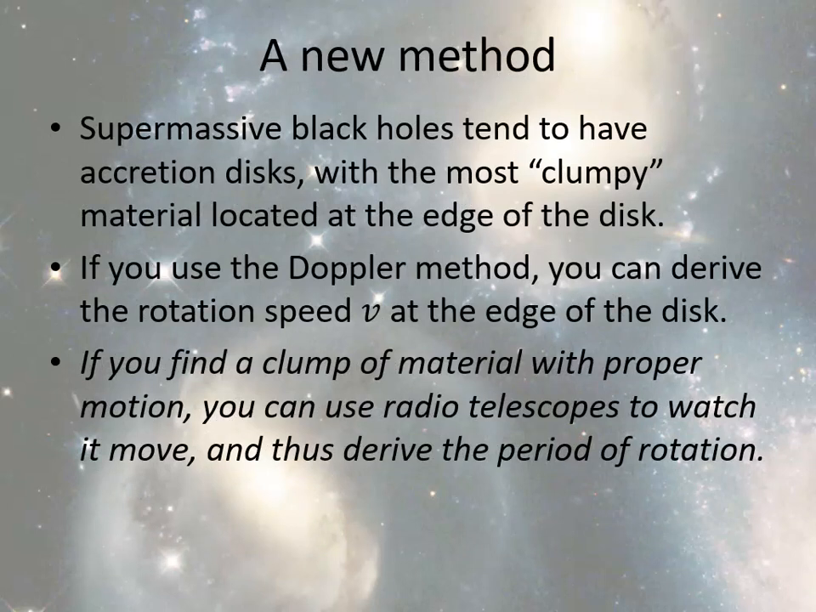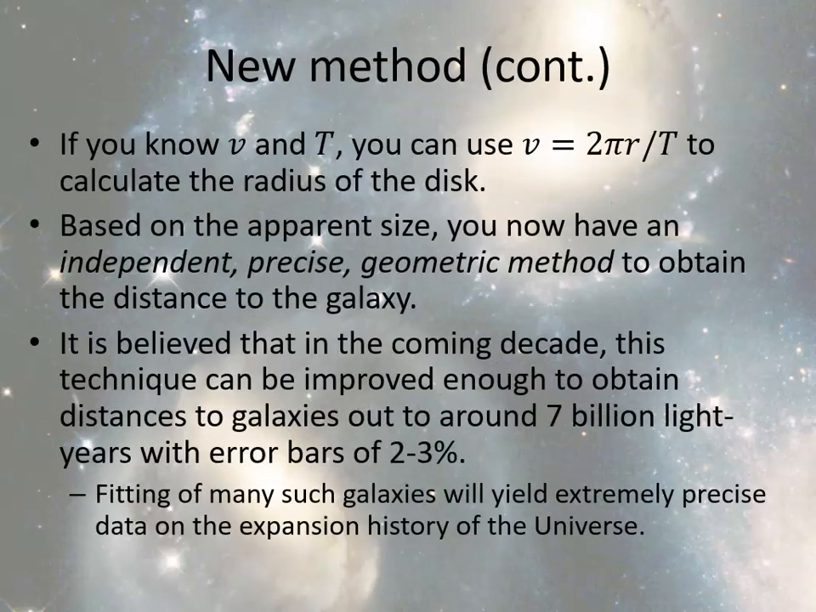There's also a new method that allows us to get distances to galaxies to very high precision because it is a direct geometric method. You're using something like parallax to directly determine the distance to a galaxy. Here's how it works. If you have a black hole at the center of a galaxy, and guess what? Galaxies have supermassive black holes around their centers.